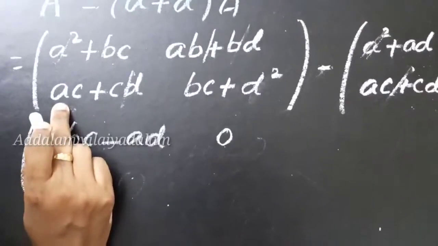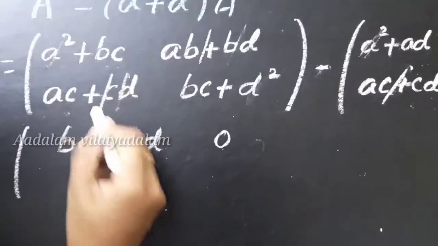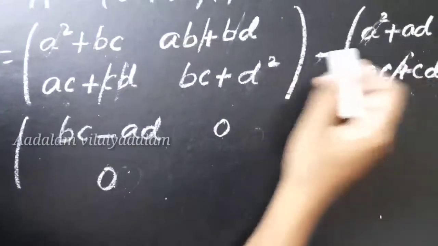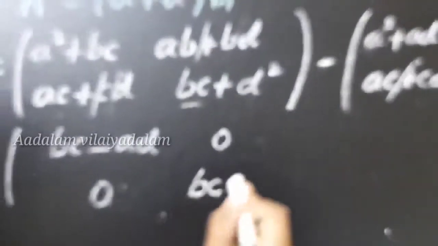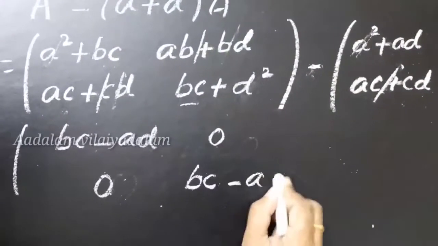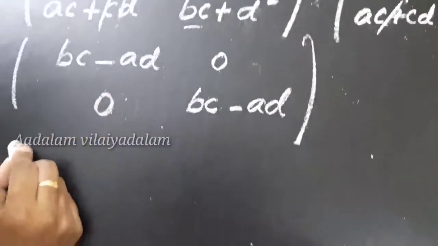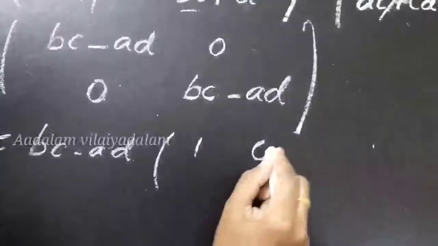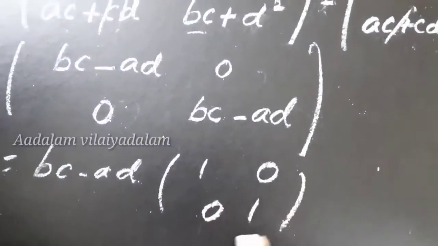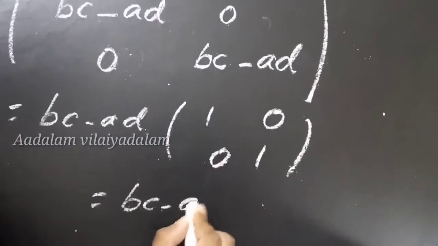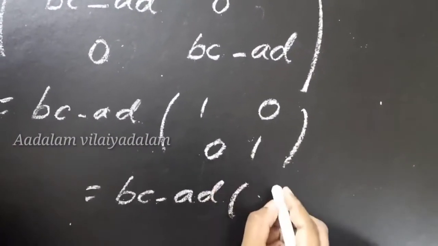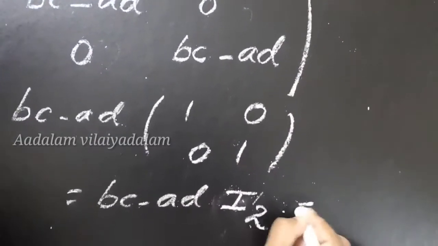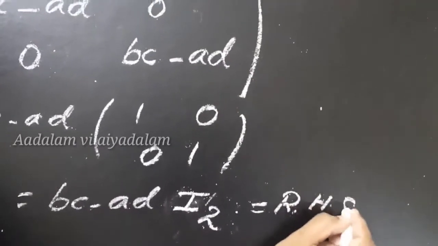So here also AC plus CD, AC plus CD cancel. So the remaining value is 0. So here plus D square minus D square cancel. The remaining one is BC minus AD. So here BC minus AD is common. So take BC minus AD outside. The remaining 1, 0, 0, 1. So this equals BC minus AD into this unit matrix I2. So this is I2, equal to RHS. Hence verified.